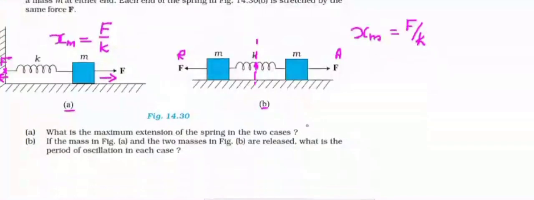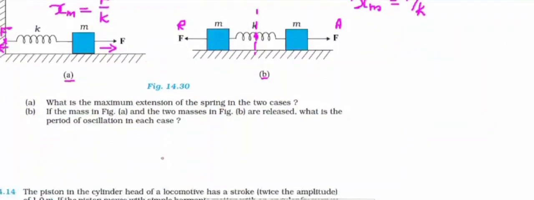Then, come to part B of the question. If the mass in figure A and the two masses in figure B are released, what is the period of oscillation in each case? In the first case, the period of oscillation is our usual formula, T is equal to 2 pi under root m by k.